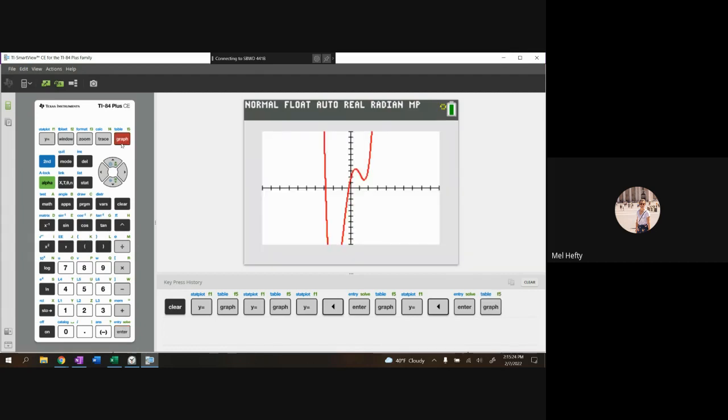All right. Zoom it out again. I would press zoom 6 just to get standard. All right, we cool right now? Yeah. All right. Can you remind me how to get the intersection? Where do I go?